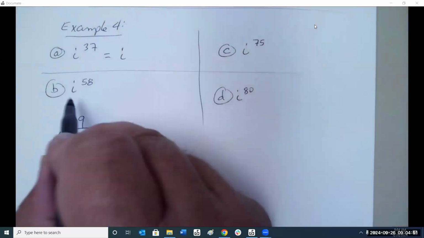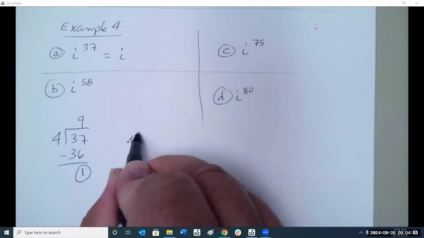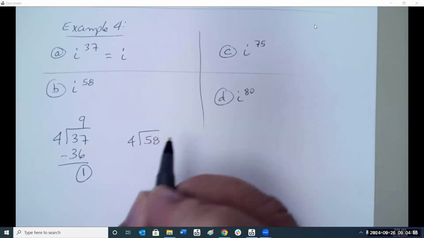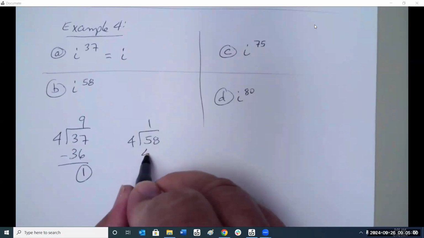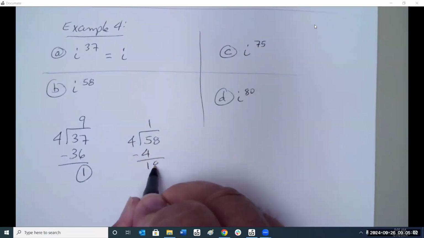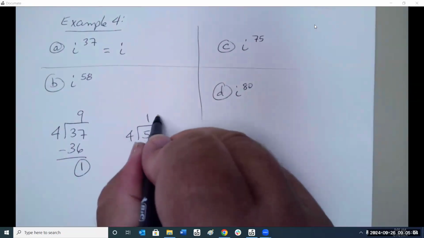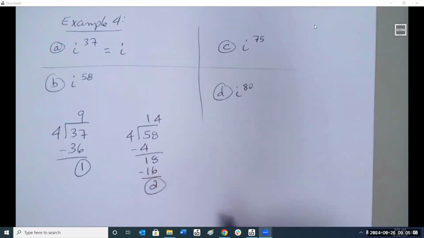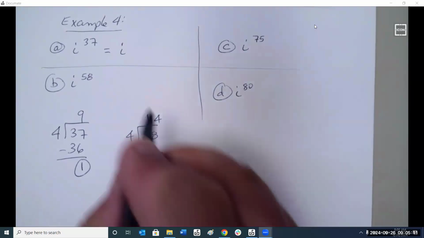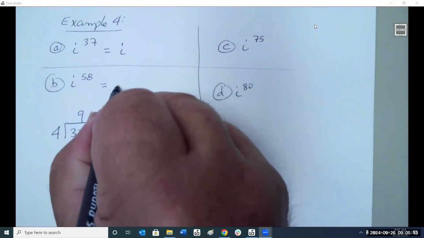Let's look at B. 4 goes into 58. 4 goes into 5 once. 4 goes into 18 4 times. Remainder is 2. So it's -i.